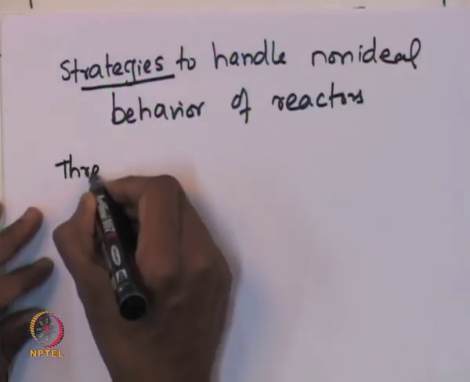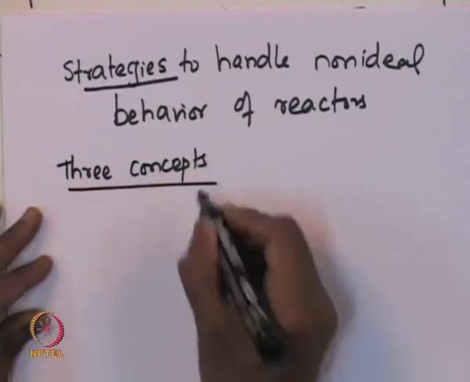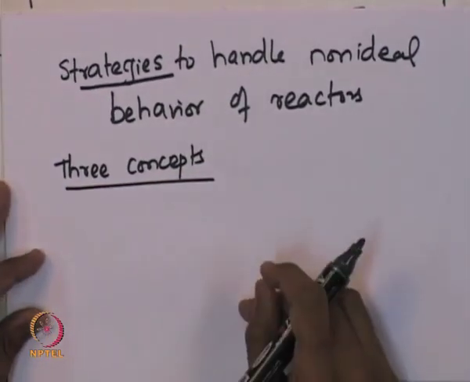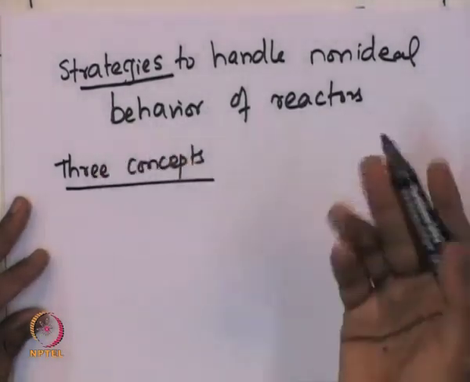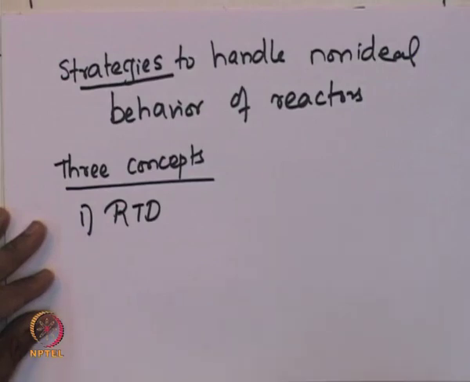So, there are three concepts that one needs to understand in order to come up with strategies to handle the non-ideal behavior of reactors. The first one is the residence time distribution. That is the amount of time spent by a given fluid particle inside the reactor, and the distribution says how much time different fragments of the fluid are spending inside the reactor.